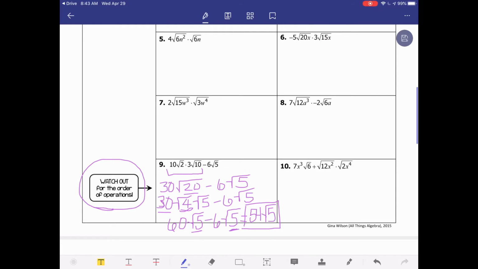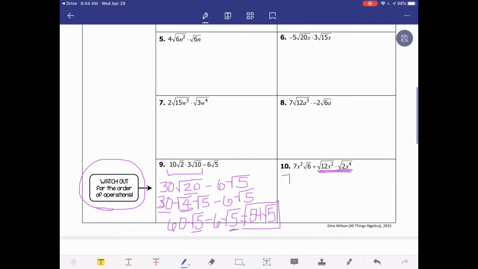Number 10 is going to be a little bit trickier. We've got some exponents mixed in there, and we have two operations, addition and multiplication. So I have 7x cubed radical 6 plus radical 12x squared times radical 2x to the fourth. So, order of operations, we need to do our multiplication first.